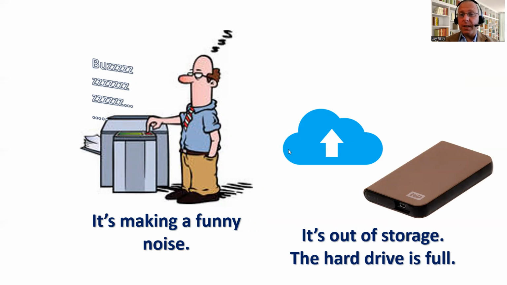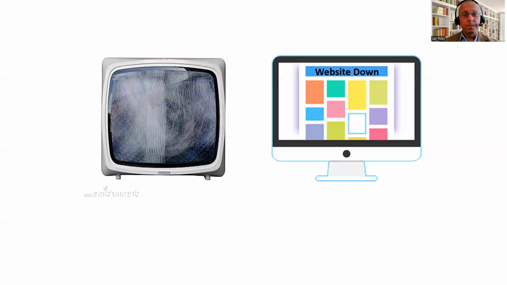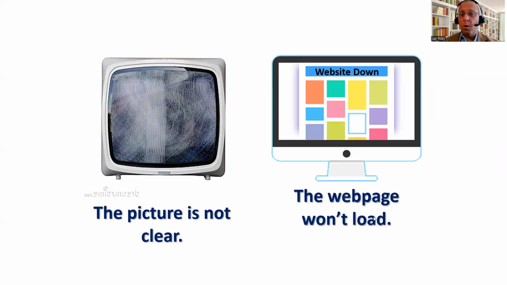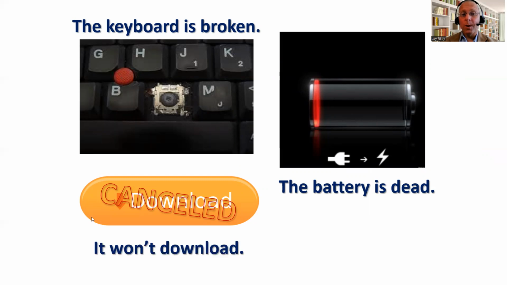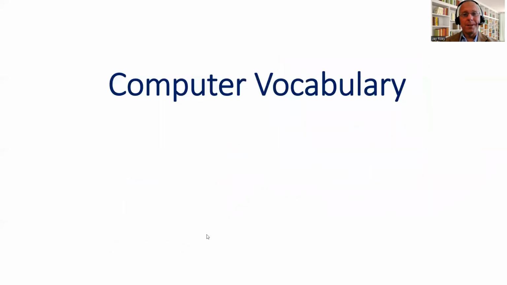So this picture of the cloud here is what we call cloud storage. That's something like Google Drive. Here we have a hard drive, and both of those can be full or out of storage. The picture is not clear, or the web page won't load. The keyboard is broken, the battery is dead, or it won't download.